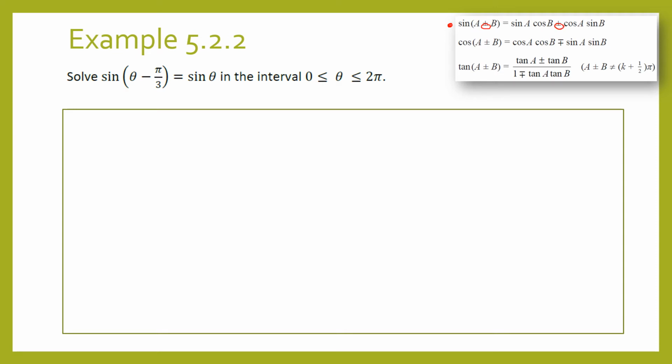So let's begin by expanding sine open brackets theta minus pi over 3. Pause the video and try and do that yourself. Right, I hope that's what you got. Sine theta cos pi over 3, take away cos theta sine pi over 3, and then don't do anything with the right hand side. Next, pause the video if you need to and think, how could we tidy this up or simplify it a little bit?